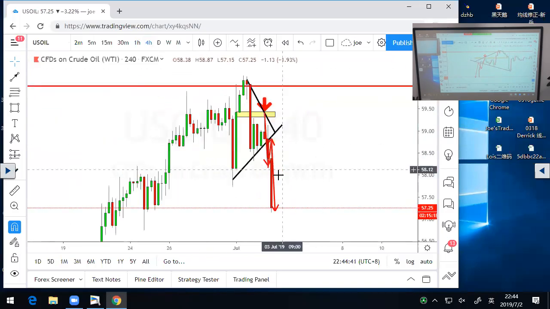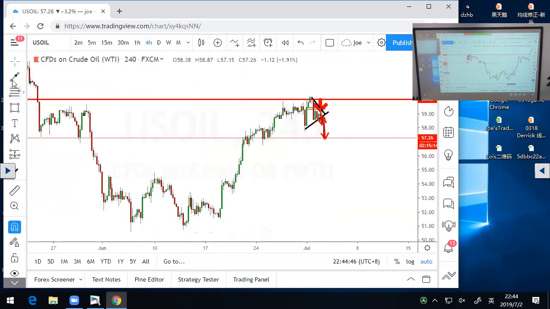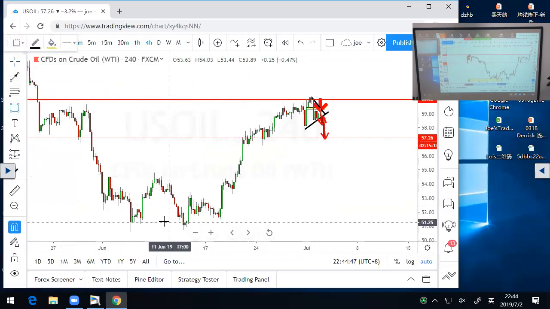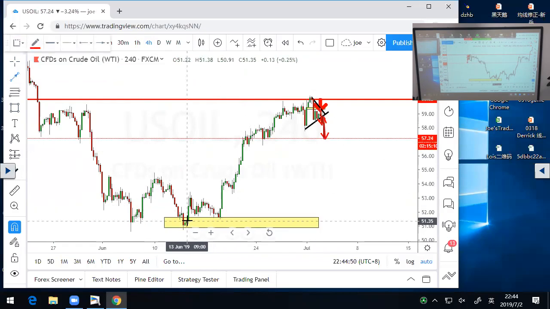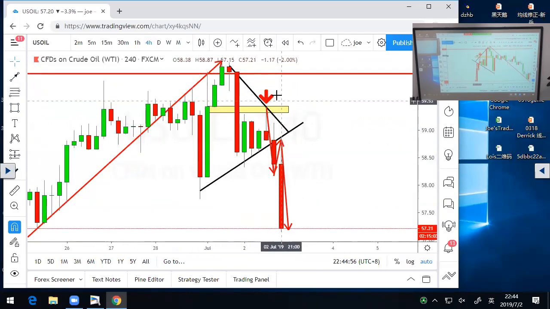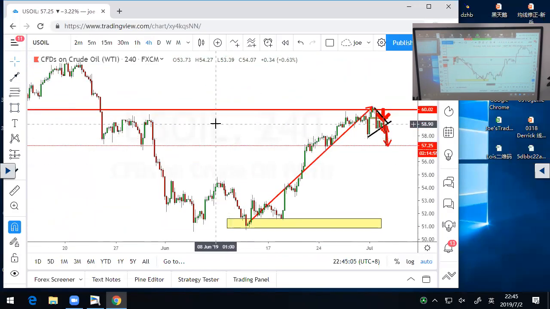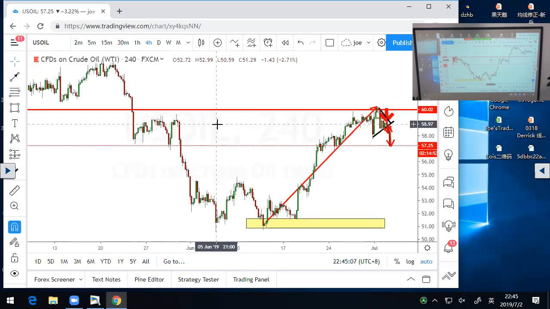Yes, remember when we bought the oil? Okay, we bought from 51, and all the way we ate the whole profit from 51 to 60, and then we captured another opportunity to sell the pullback from the triangle breakdown, right? So you can feel how good our trading system is. We are really catching the low and catching the high.